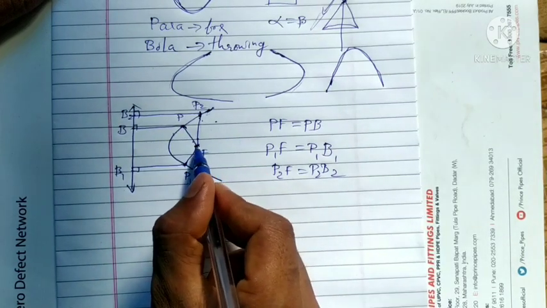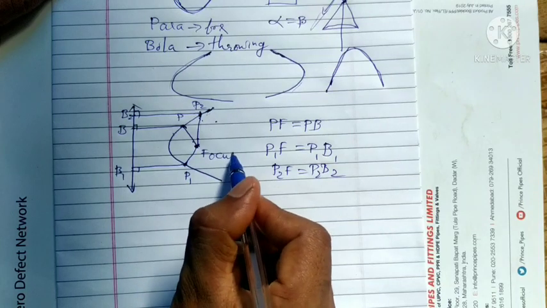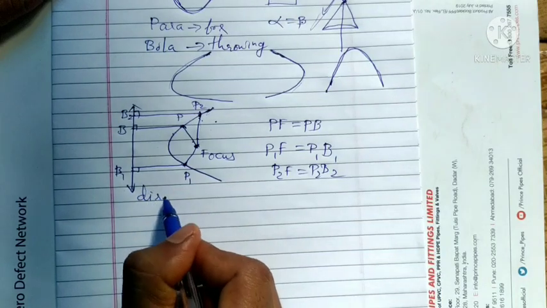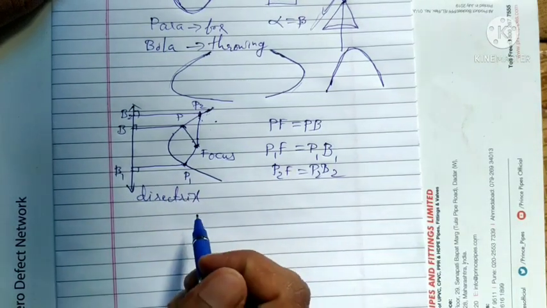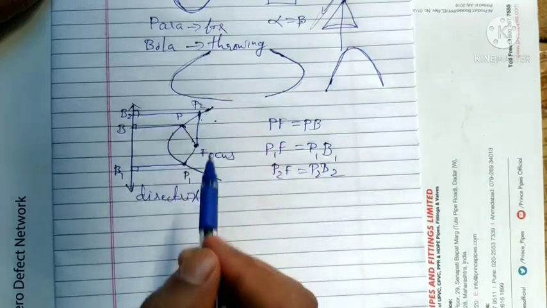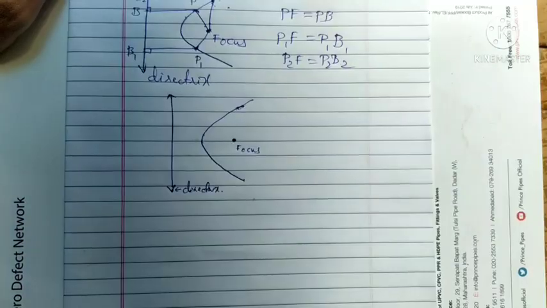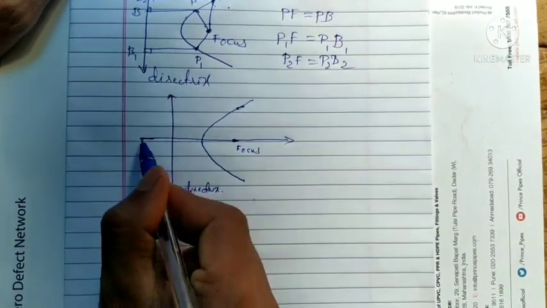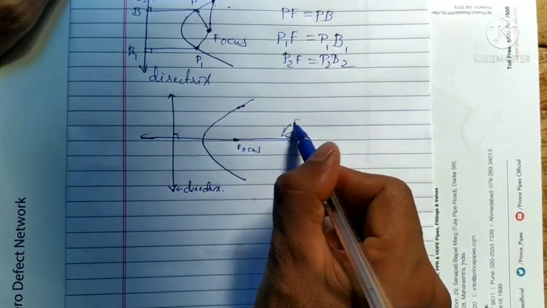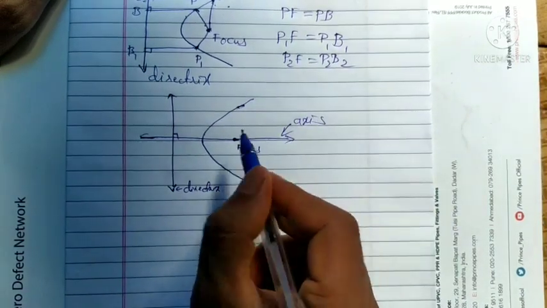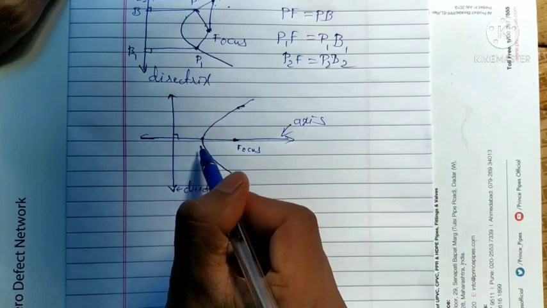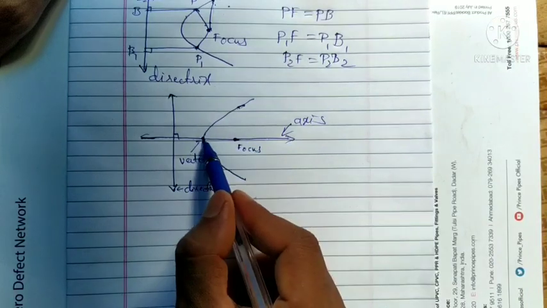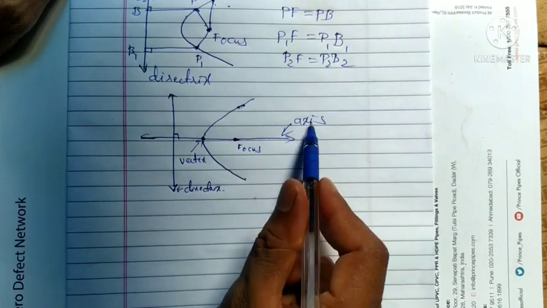This fixed point is called the focus of the parabola, and this fixed line is called the directrix. This is the basic definition of a parabola. Now, a line which passes through the focus and is perpendicular to the directrix is called the axis of the parabola, and the point of intersection of the axis and the parabola is called the vertex. So this is the focus, vertex, directrix, and axis of the parabola.